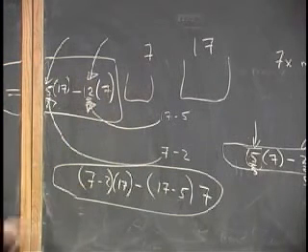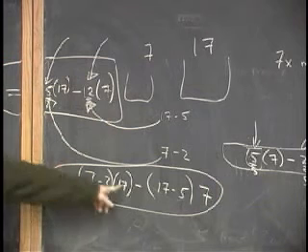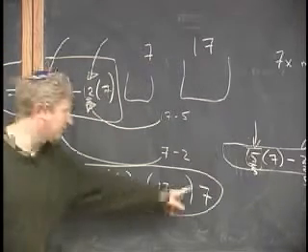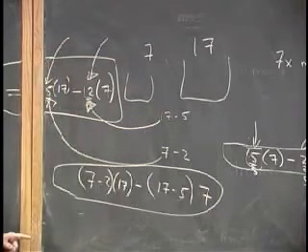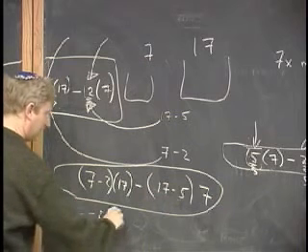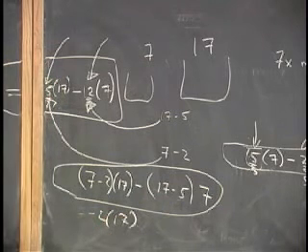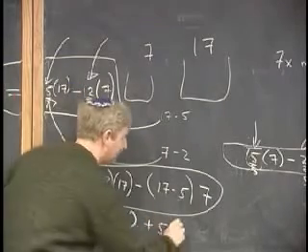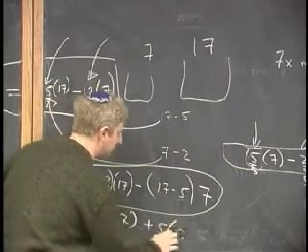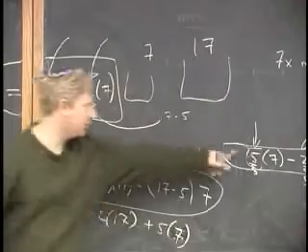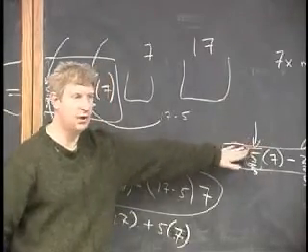Let's multiply this out. You get 7 times 17 over here, and that cancels with 7 times 17 over here. What's actually left after those two things cancel? Minus 2 times 17 plus 5 times 7. That is 5 times 7 minus 2 times 17. What does that equal? 1. That's what we started with.